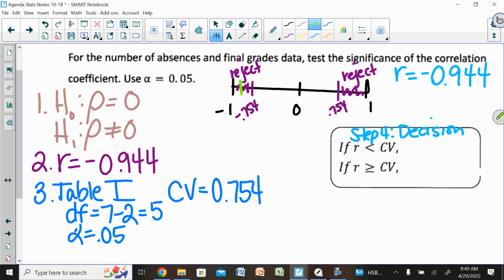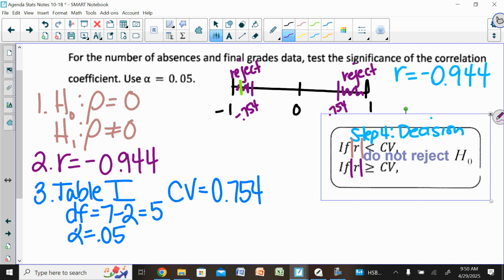If you'd like just a little table to tell you, we can say if the absolute value of r is less than our critical value, we do not reject H sub 0. If the absolute value of r is greater than or equal to our critical value, so if our r fell right on that critical value line, we are going to reject H sub 0. So if you're visual, picture it that way. If you just like a rule, remember you're dealing with the absolute value because the critical value doesn't care if it's positive or negative, so we just use the absolute value, the 0.944.